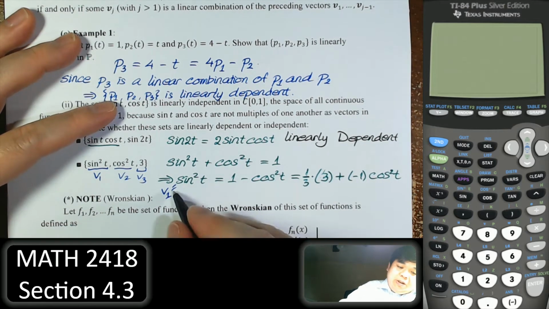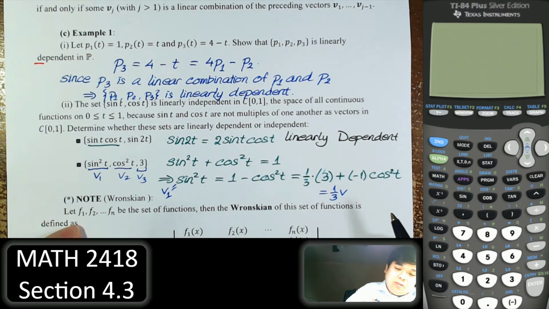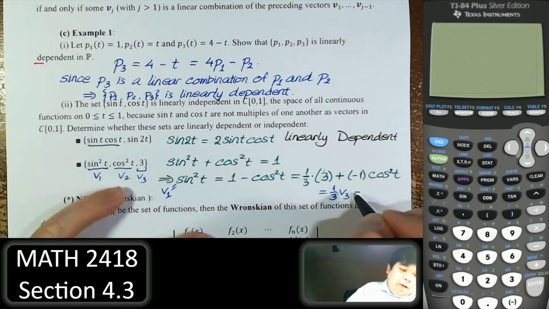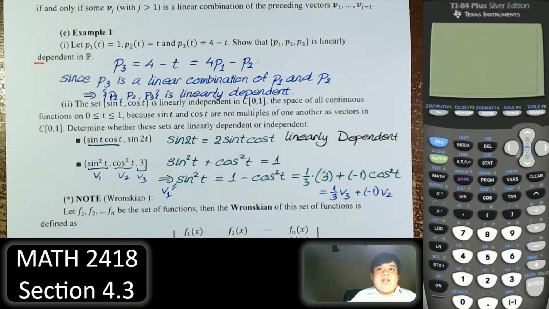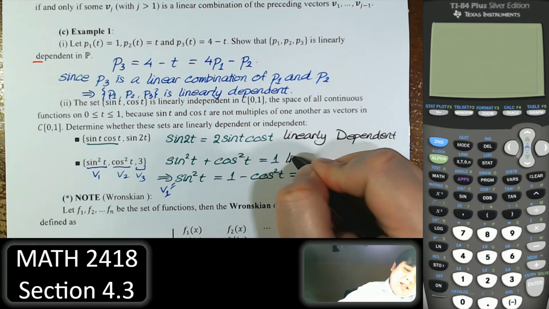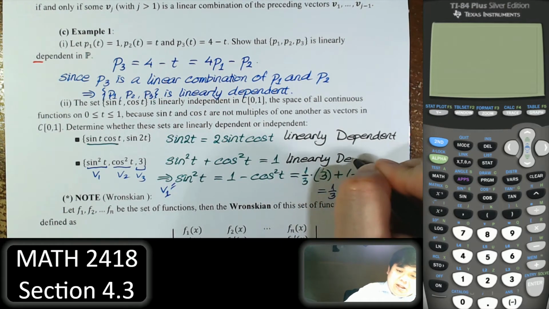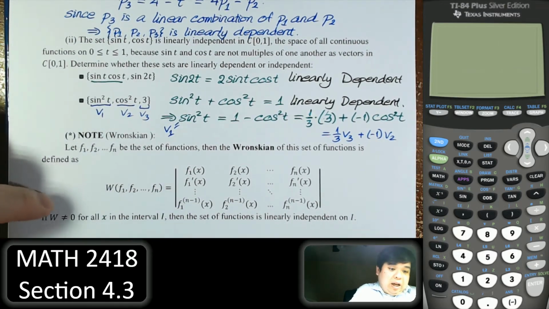So here we say v1 is equal to 1/3 v3 plus negative 1 v2. So v1 is a linear combination of the others. So it is linearly dependent, because one of them can be written as a linear combination of the rest. Right. So in differential equations we define what we call a Wronskian.